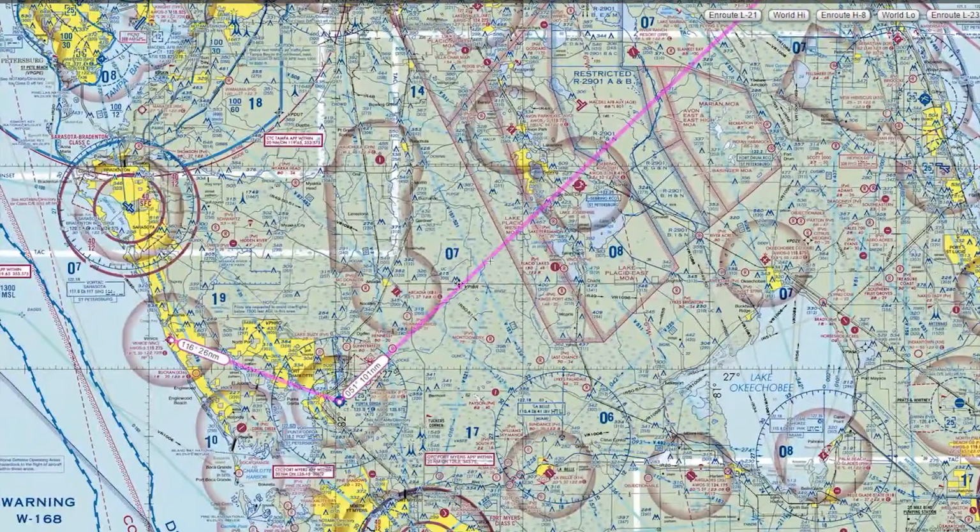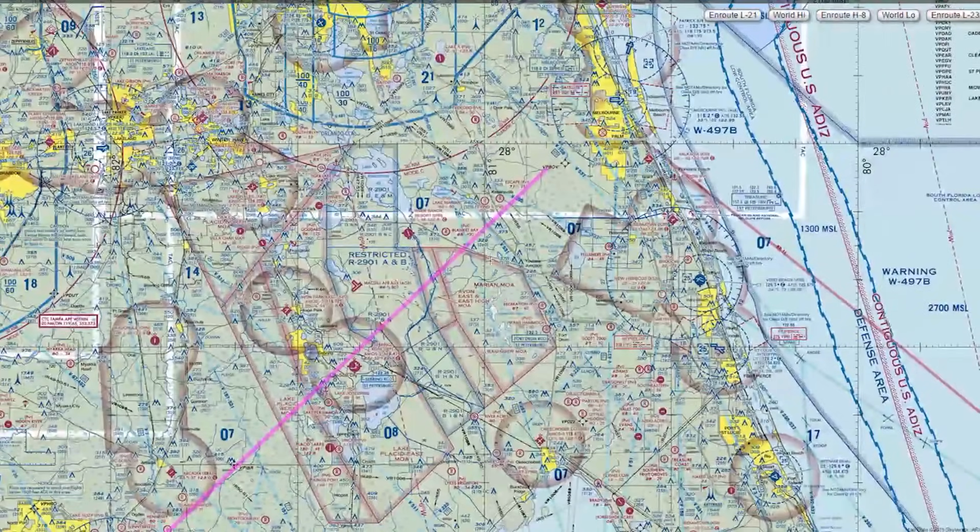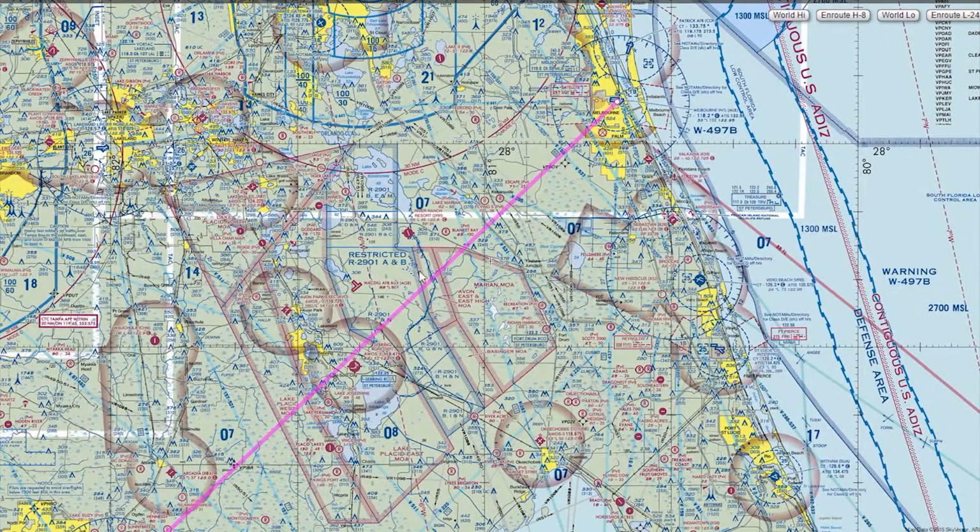But that is the basics of us navigating from Venice to Punta Gorda to Melbourne via our VFR sectional and all the things we're going to encounter along the way.